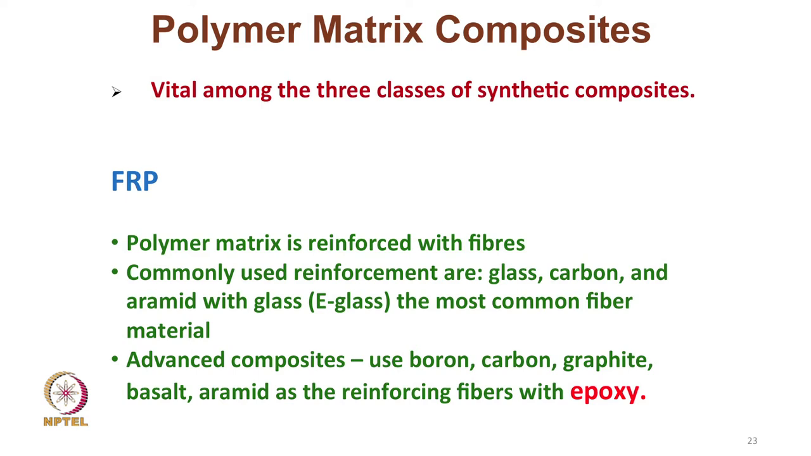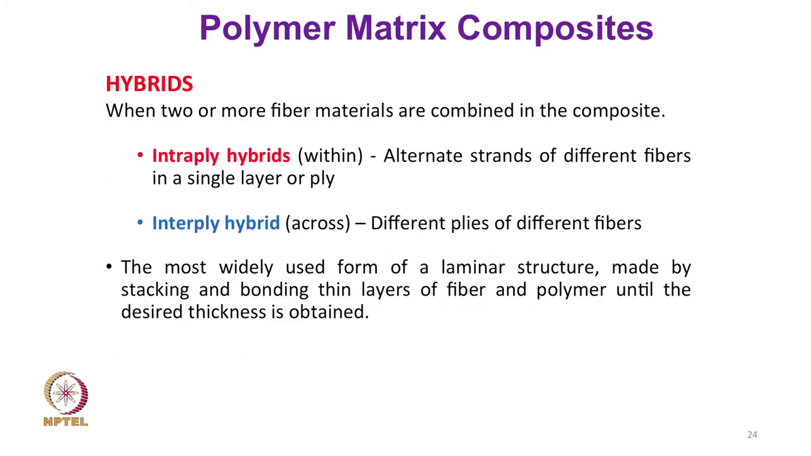The principal fiber materials are glass, carbon, Kevlar, okay. These are the commonly used fibers in polymer matrix composite. Glass is very widely used fiber in polymer matrix composite. Advanced composites use boron, carbon, Kevlar as reinforcing fiber with epoxy as the common matrix polymer. So, the polymer matrix hybrids are also used when two or more fiber materials are combined in the composites. Depending on our requirement, we can use two or more fiber materials.